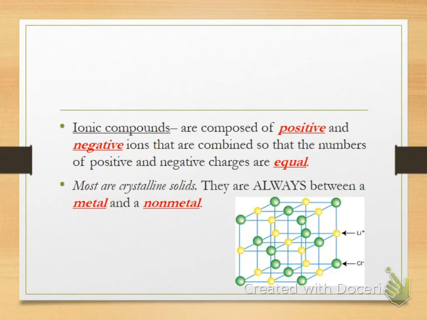Most ionic compounds are crystalline solids. And they are between a metal and a non-metal. Metal and a non-metal. Everybody got that?